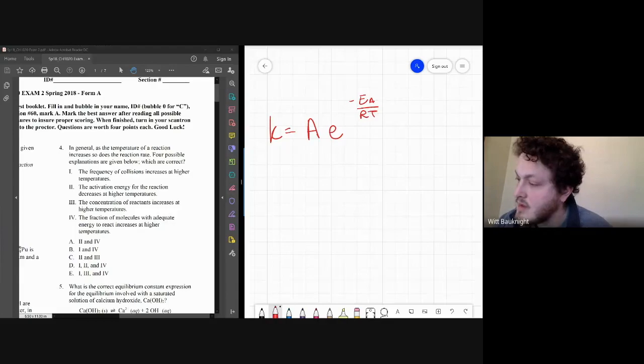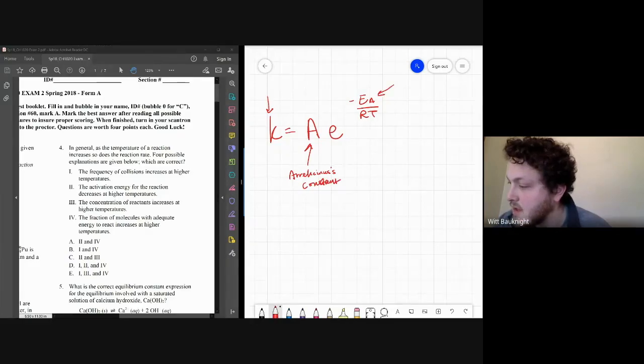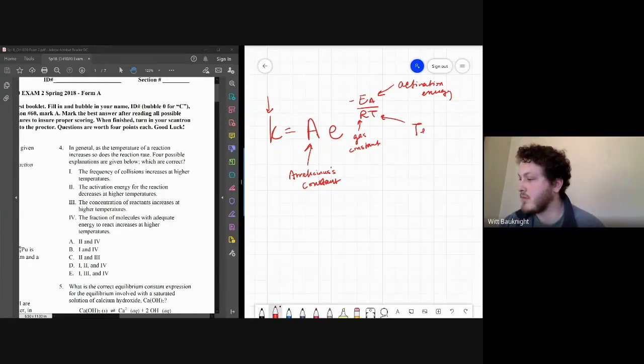And we're told that the reaction rate is based off of this constant, Arrhenius's constant. I might be spelling that wrong, so forgive me. Based off of activation energy. This is a gas constant. And this is temperature. Temperature in Kelvin, if you had to put it in. Well, we're going to look at this equation and determine how changing temperature affects things.